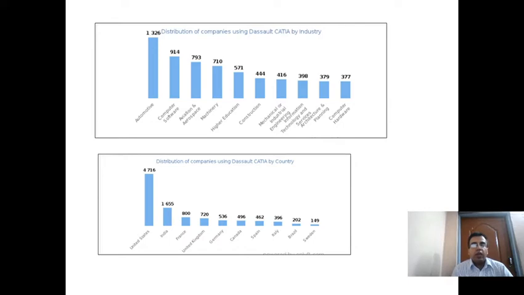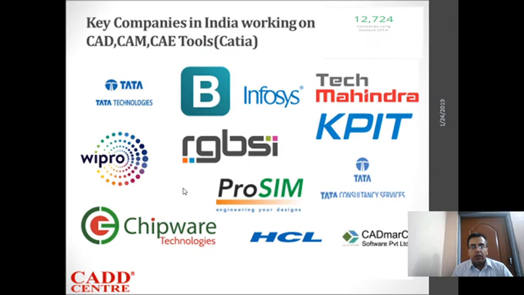So Innovia is one of the popular module which is being used by Indian companies today, and it is an integral part of CATIA. Again, in India, approximately 1,655 companies are using CATIA. These are some of the renowned Indian companies which are using CATIA. In the world, approximately 12,724 companies are using CATIA.